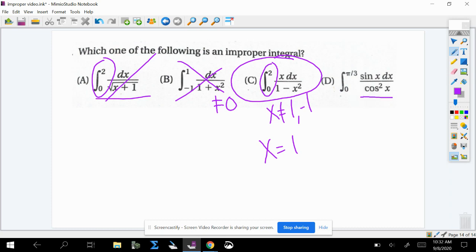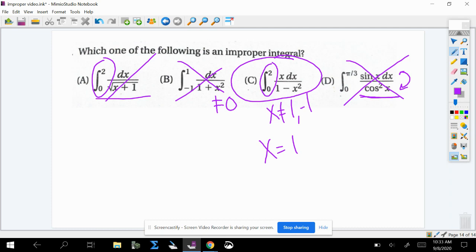Last piece, just to look here, cosine equals 0 at pi over 2, and that's not in my interval range. Now, if this was flip-flopped, if the sine ended up on the bottom, the sine of 0 is 0, so that would be a problem, but this one is good. So the only one out of this group of 4 that is improper is choice C.